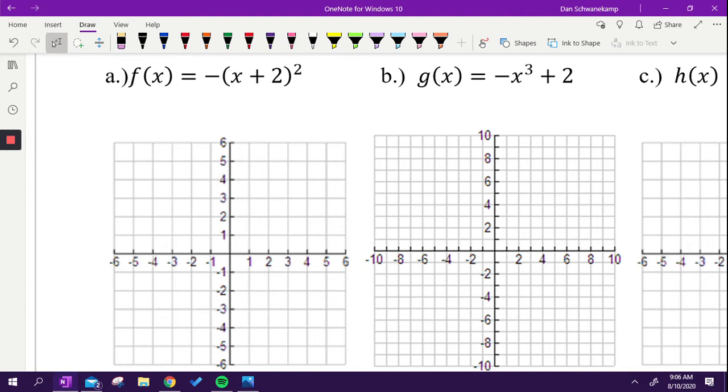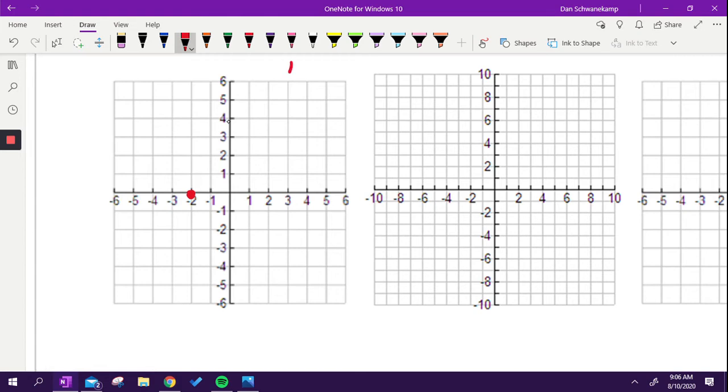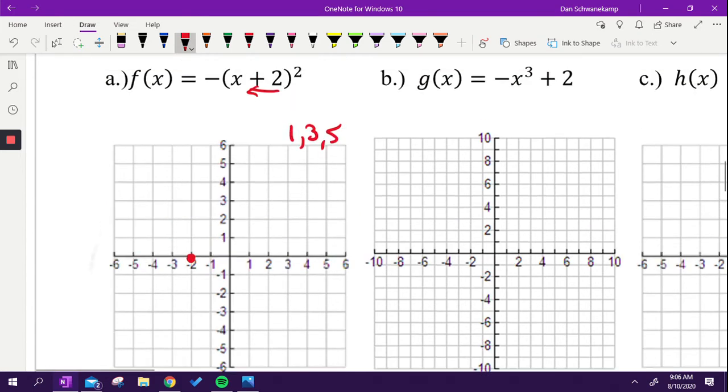It's a parabola. There is a negative in front of everything. What is that negative going to do to my graph? Flip it vertically. And so instead of going up, it is now going to go down. So it's going to be this general shape. My pattern is 1, 3, 5. I'm down 1 over 1, down 3 over 1, and down 5 over 1. There's my graph.